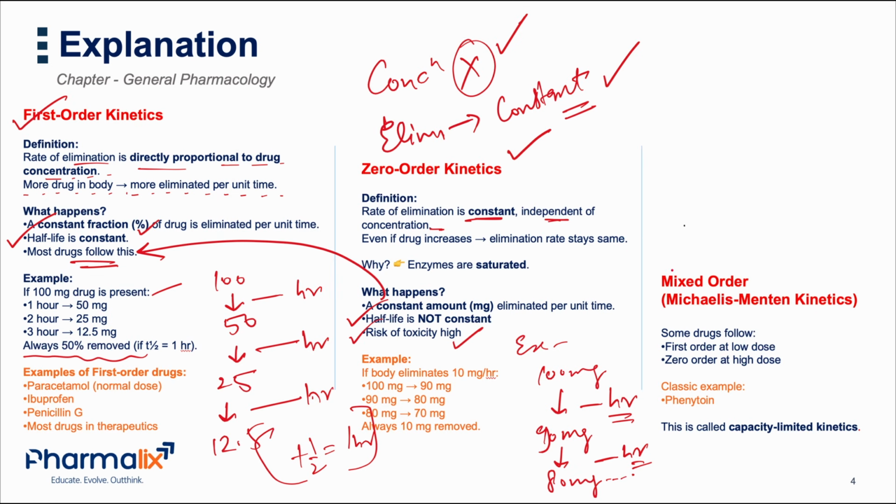And we also mentioned that phenytoin is mixed order as well, because at high doses it will behave like zero order, and for first order it needs to be at low doses. Okay, so this is how the mixed order reaction works. And you can also learn the examples from here. I have mentioned the examples.